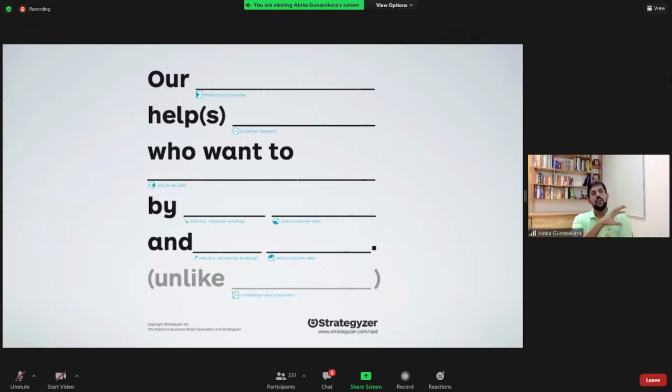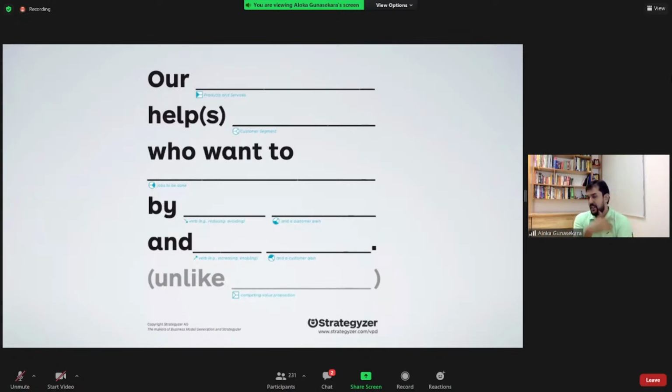So when you fill the blanks in this sentence, it essentially gives you a storified sentence of what your value proposition is, how it solves a problem, and how it's different from your competitors. So being able to create this sentence is so important when you do the business model canvas.